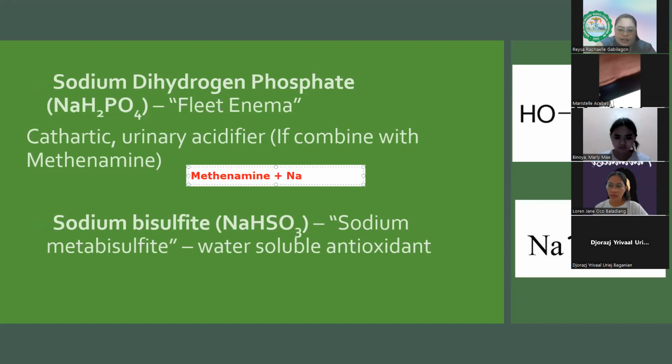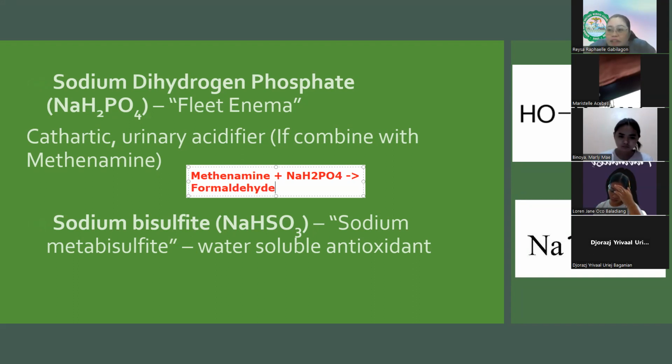That is why it is given together with sodium dihydrogen phosphate. Since sodium dihydrogen phosphate will make the urine acidic, methenamine will be converted into formaldehyde. This formaldehyde is now capable of killing the bacteria. So for example, if you have a UTI, of course there is a bacterial infection in your urinary tract. You can take methenamine, together with sodium dihydrogen phosphate so that methenamine becomes formaldehyde. Then formaldehyde can kill the bacteria in your urinary tract.